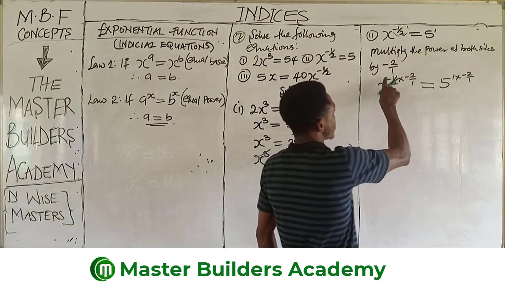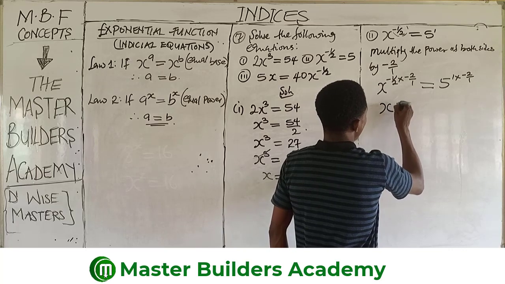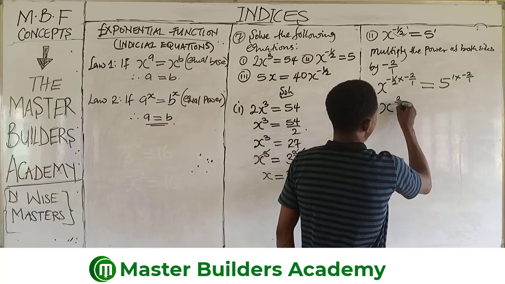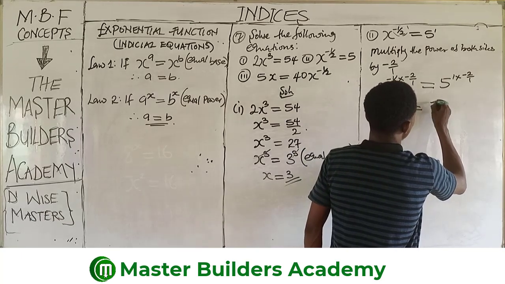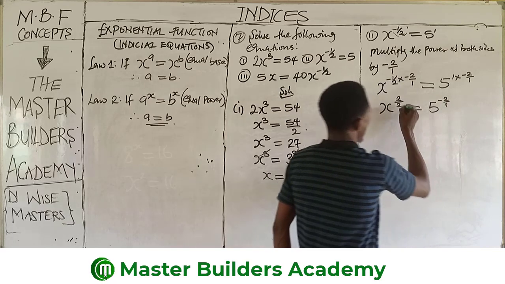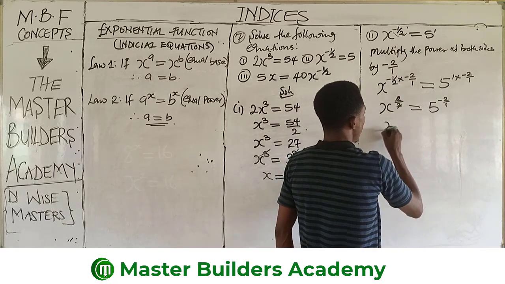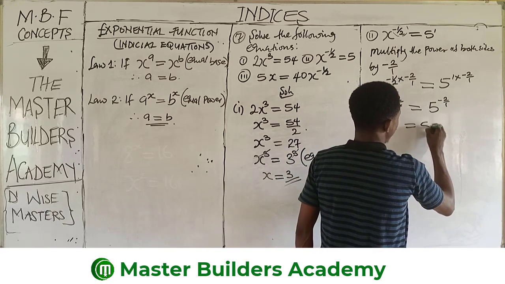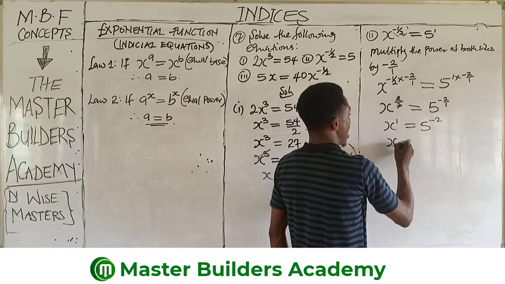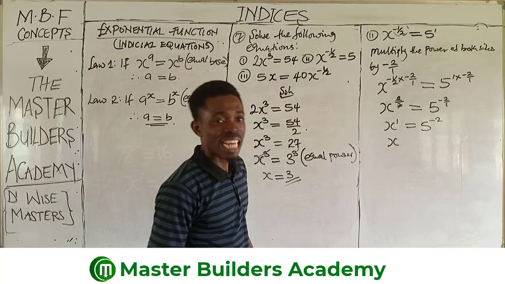All we just need to do now is power multiplies power. We are going to have minus 1 times minus 2 will give us 2. 2 times 1 is 2, is equal to 5 raised to power 1 times this guy, minus 2 over 1. So 2 divided by 2, we have this to be 1, which this has given us what? 5 raised to power minus 2. And x raised to power 1 is the same thing as x.